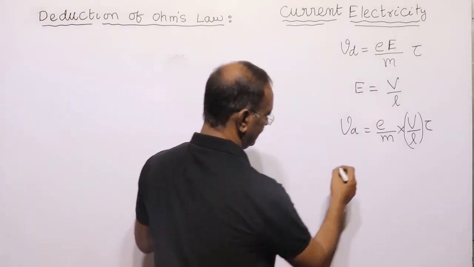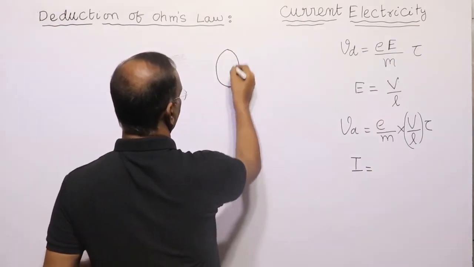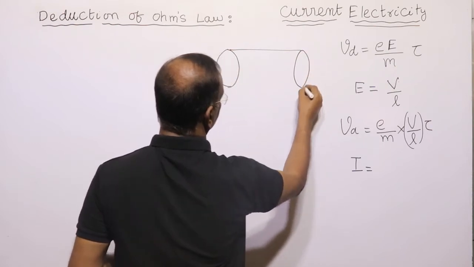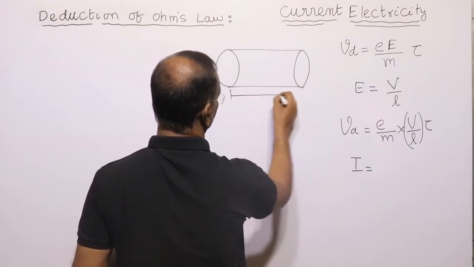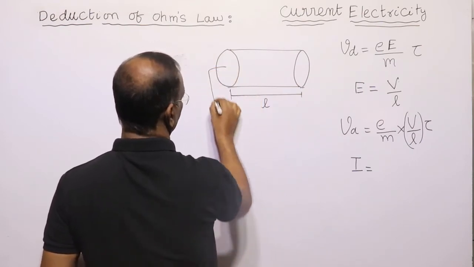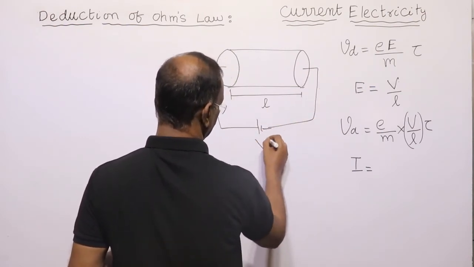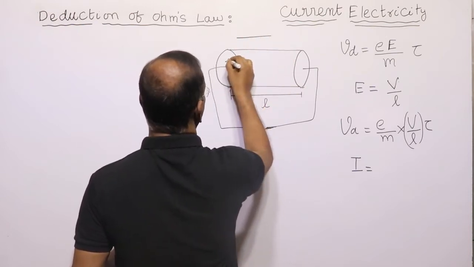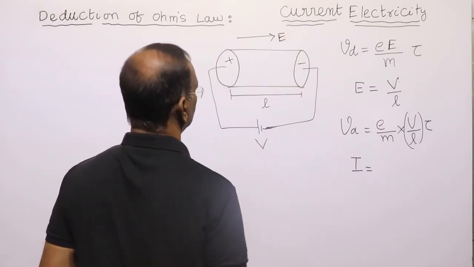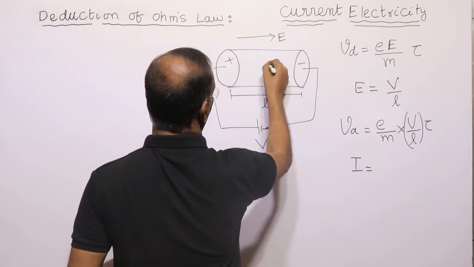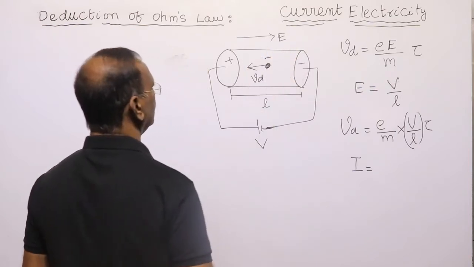And as we have derived, the current through the conductor. Suppose this is a conductor of length L, and we apply a potential difference across this conductor. This side is positive, this side is negative. This is the direction of the applied electric field, and the electron will be drifting opposite to the applied electric field.